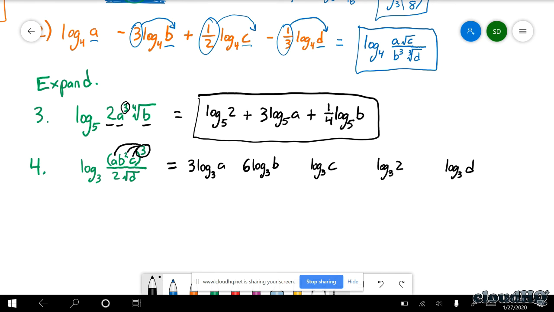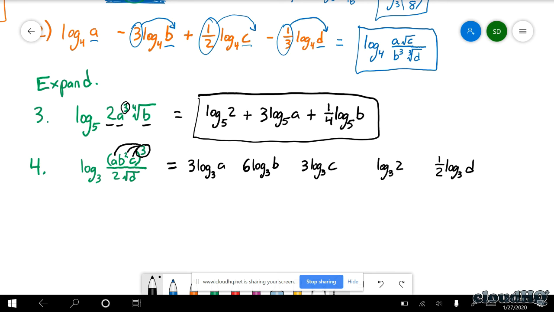On the C, we'll get a 3. The 2, does it have a coefficient? No, it was just a 2. What about the D? It'll be 1/2 because it was the square root.